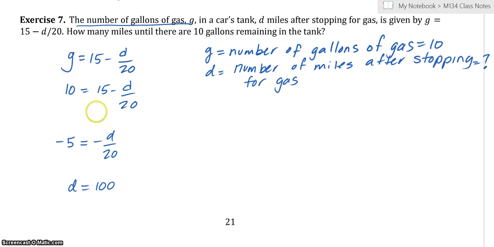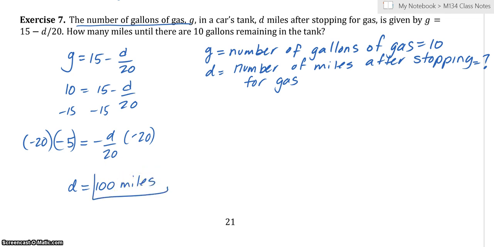So then I'm going to subtract 15 from both sides. That's where I got the -5. And then don't forget this is really like saying -15 because there's a minus here and you can't add 15. So you really have to think of this as plus a -20, and that's why you get a negative there. And then multiply both sides by -20. And there's where I get 100. I just put the D on the left. D is the number of miles. So that is in miles. And that's it. That concludes section 1.3.